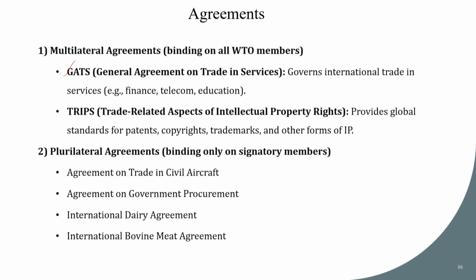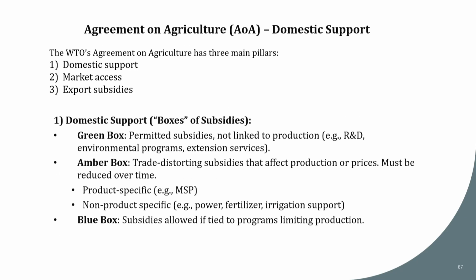Then there are plurilateral agreements. These are binding only on signatory members. So, for example, the Agreement on Trade in Civil Aircraft, and then the Agreement on Government Procurement, the International Dairy Agreement, then the International Bovine Meat Agreement. These are all plurilateral agreements. That means binding only among the signatory members who come to an agreement on these specific aspects.